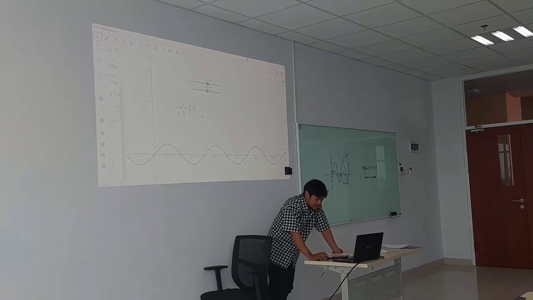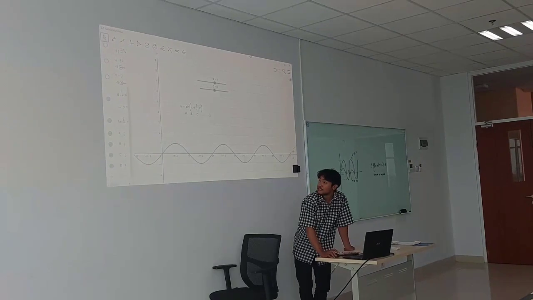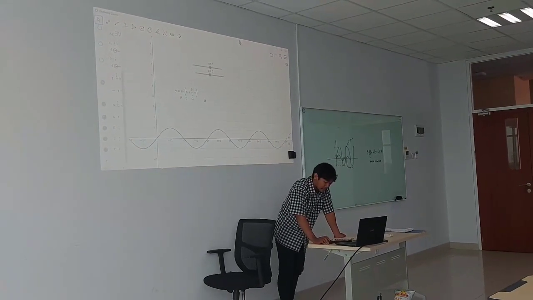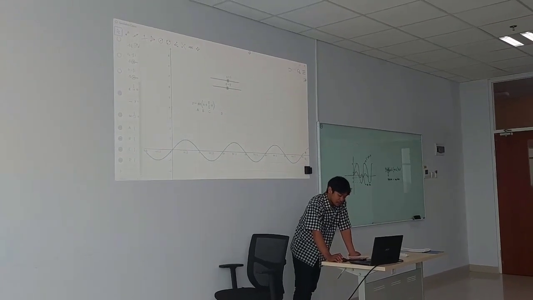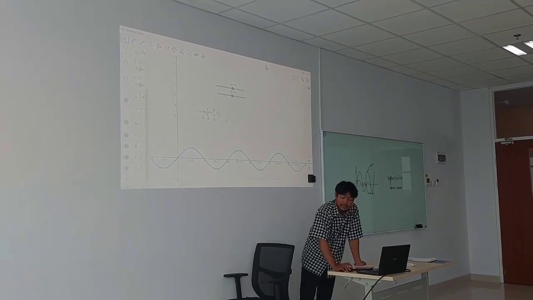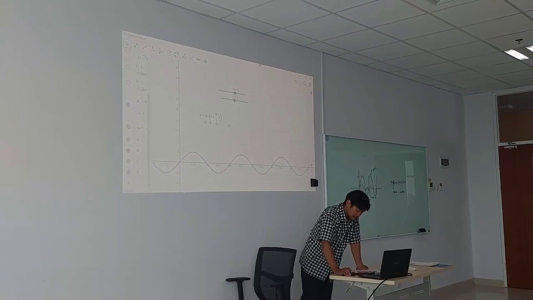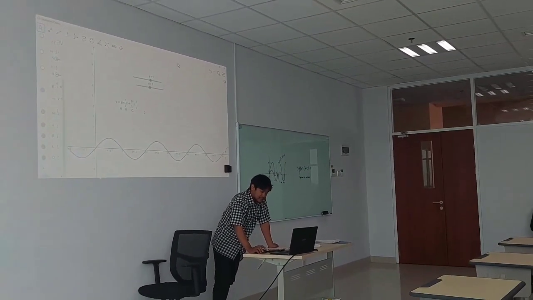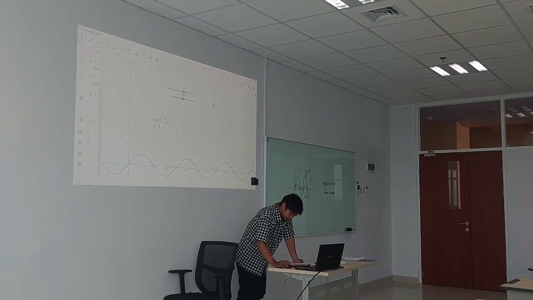Okay, the graph on the screen is the graph of a sine function. If we change the A constant, it will affect the value of the amplitude. And if we change the D constant, it will affect the vertical translation. Okay, let's try to change the A constant.